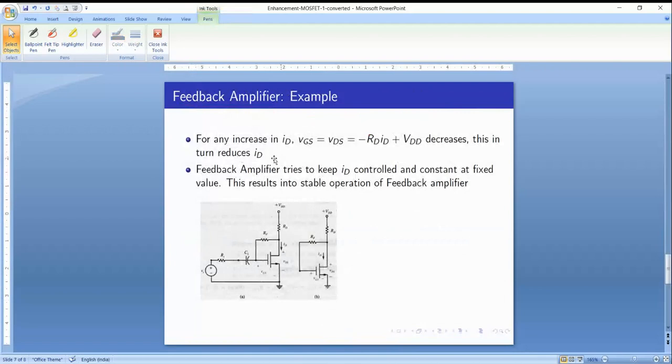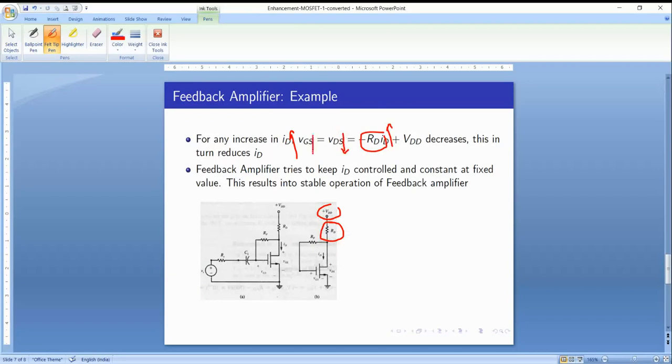So for any increase, how will it regulate the increase in ID? As ID increases, you know that VGS is equal to VDS. So what is the formula for VDS? VDS is equal to VDD minus IDRD. As ID increases, this IDRD also increases. Then as IDRD increases, this VDS decreases.